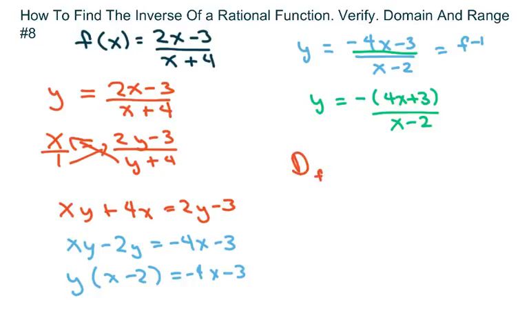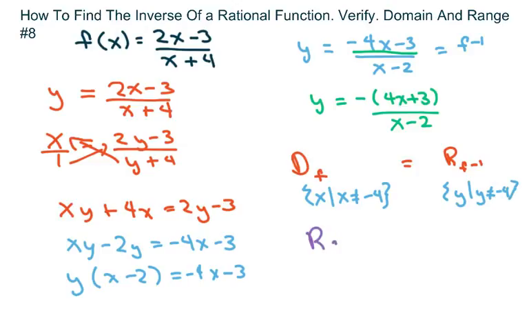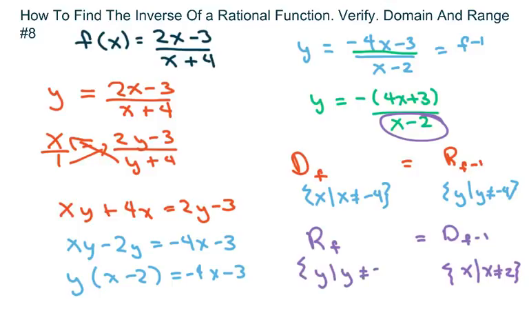Okay, so let's do the domain. Domain of f equals the range of f inverse. So the domain of f is all real numbers, but x cannot be negative 4. And the range, therefore, would be all real numbers, but y cannot be negative 4. And then for the range of f, that equals the domain of f inverse, because you just switched the x's and the y's. So we're looking at this one, and that's going to be x, all real numbers, but x cannot be 2. And then so the range is the same thing, all real numbers, but y cannot be 2.